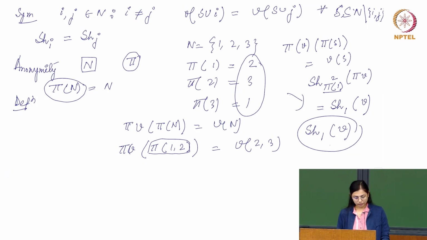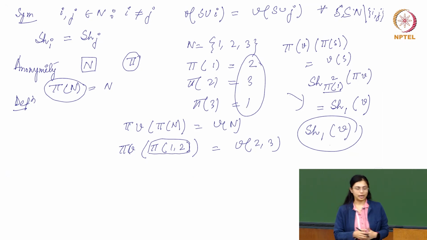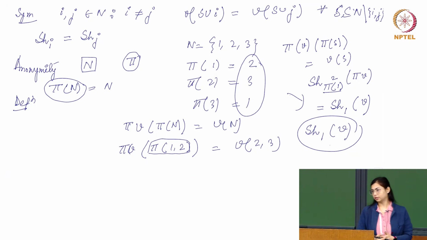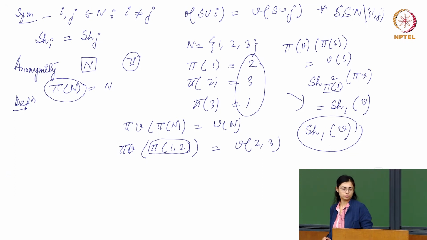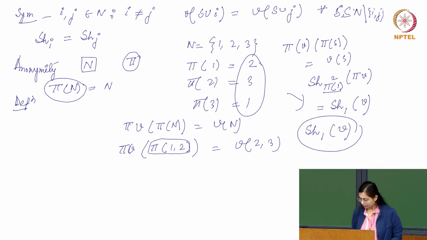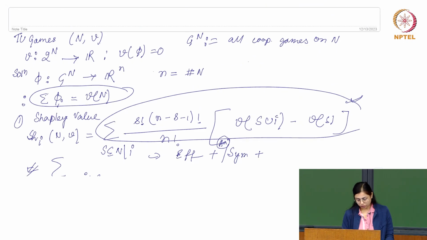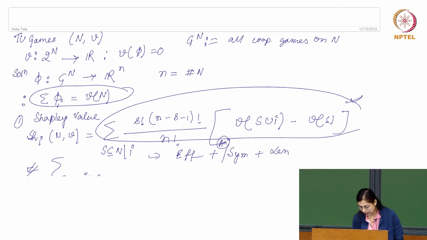Okay. So this is the only difference between symmetry and anonymity. Anonymity is a more generalized concept, right? In case of symmetry, we just consider two players, but in case of anonymity, we consider all players. So next, efficiency, anonymity or symmetry, then we have linearity and the null player.